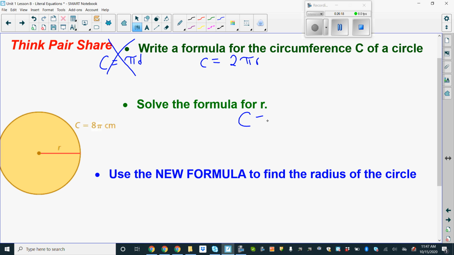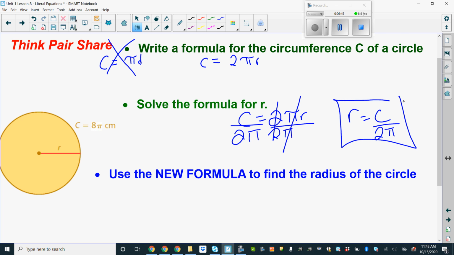So I'm going to rewrite C equals 2 pi r, and I have to now use division because 2, pi, and r are all connected by multiplication. So I'm going to divide by anything that's not r, which is the 2 and the pi, to cancel out, and I divide the other side as well. So r equals C over 2 pi.